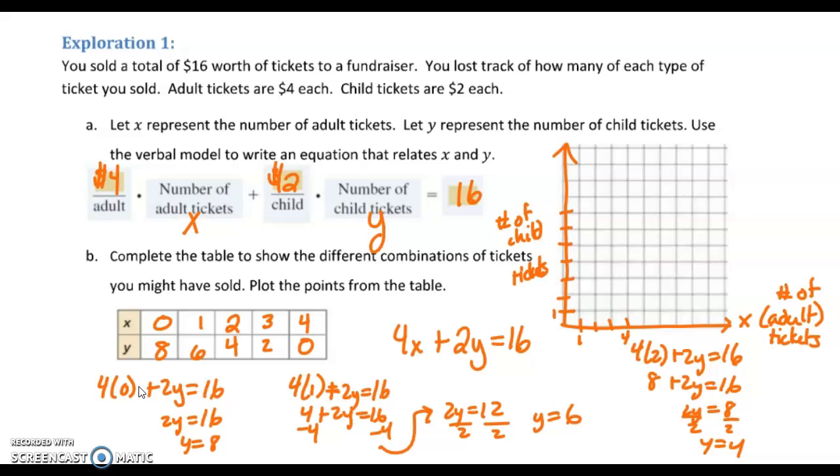5, 6, 7, 8. All right, so if you do 0 adult tickets, you can do 8 child. We put a dot there. 1 adult ticket is 6 child. Put a dot. 2 adult tickets is 4 children tickets. 3 adult tickets is 2 children tickets. And 4 adult and no kids. Okay, we don't connect them because you can't buy like 1.5 adult tickets, so it's a discrete function, so we do not connect the points.